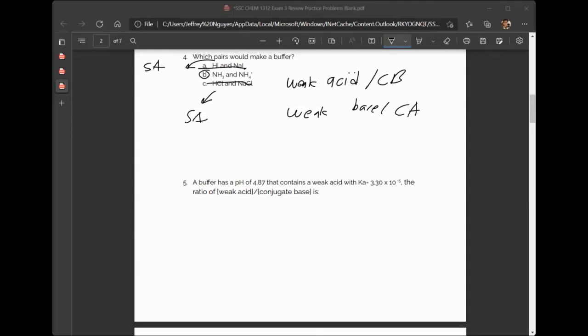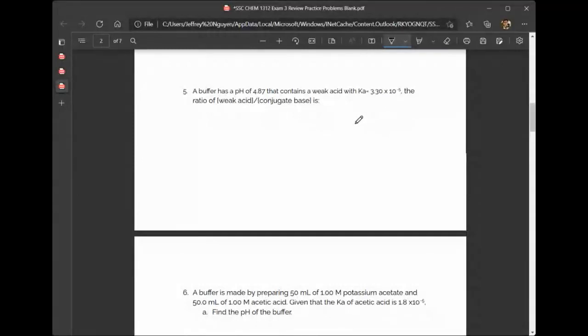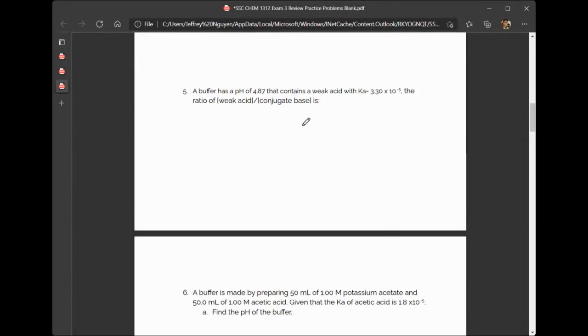Okay, so if not, then a buffer has a pH of 4.7 that contains a weak acid of Ka of that value. The ratio of weak acid to conjugate base is what? Okay, so when you're talking about buffers, I just like to write out the equation that I know is associated with it. So we have a Ka, so that would be pH equals negative log of Ka plus log of A minus over HA. So we can just go ahead and plug everything in.